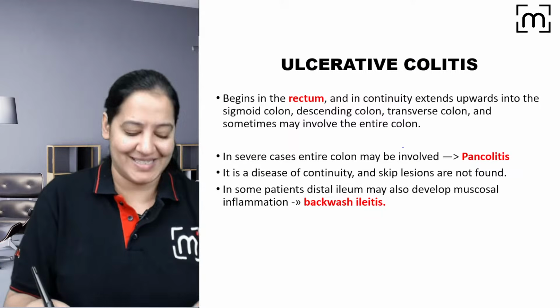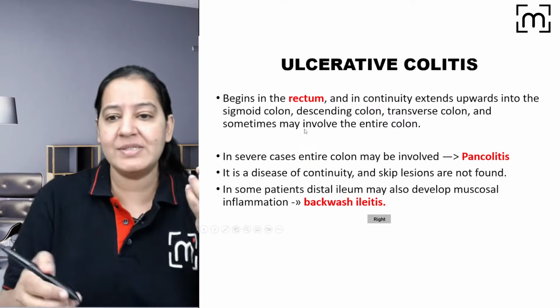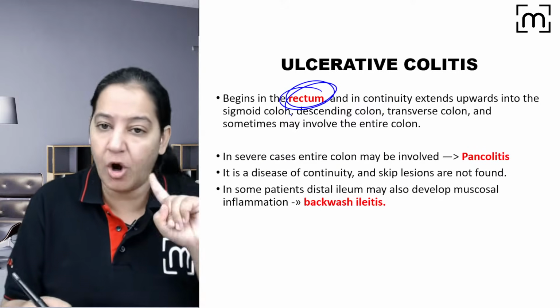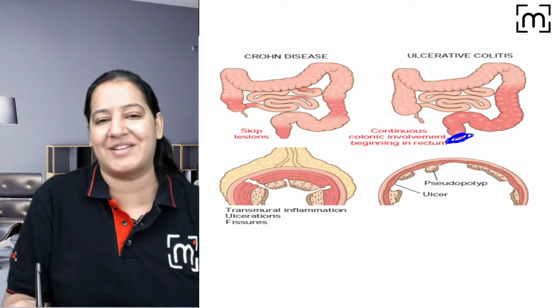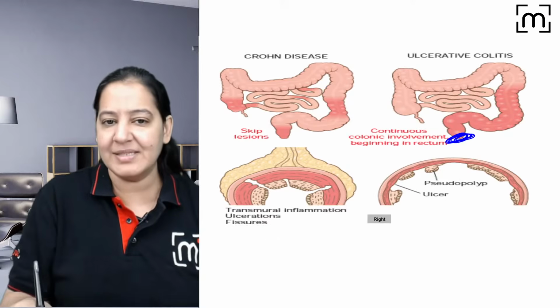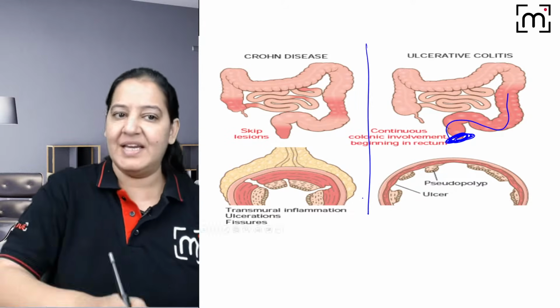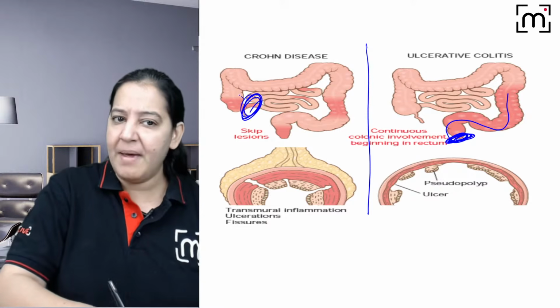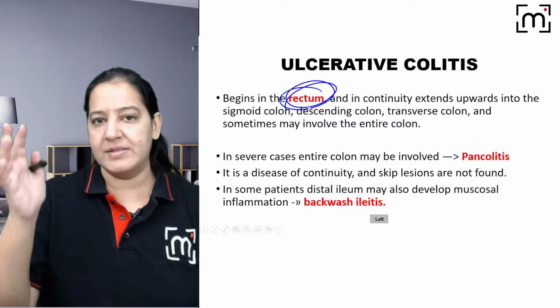The next type of IBD is UC. Now everything will be opposite, right? In UC, it starts with rectum, not with terminal ileum. The starting point is rectum, and the involvement is continuous. There are no skip areas. Compare it with CD. The starting point is terminal ileum and skip areas are present. Here there are no skip areas, the involvement is continuous.